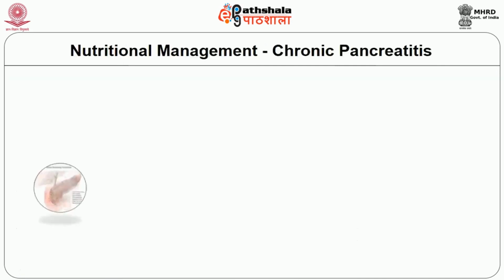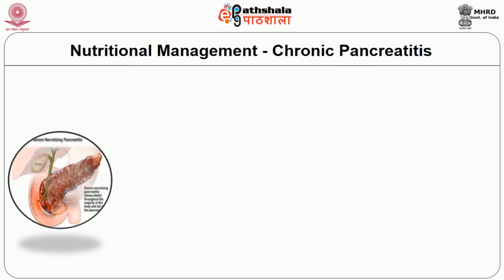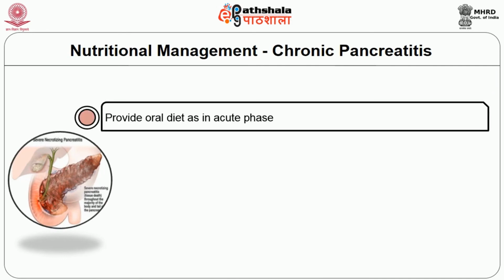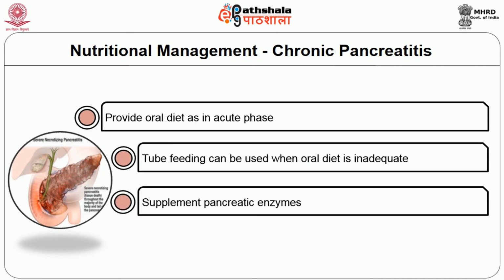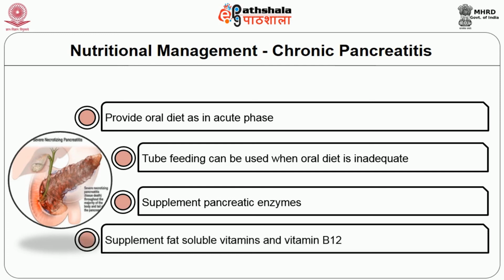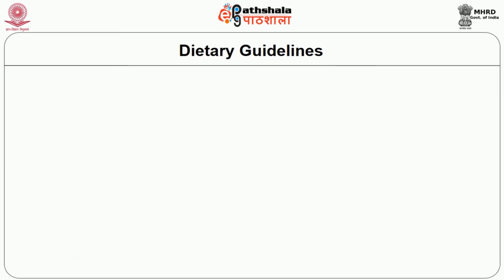Next, let's see chronic pancreatitis. For this, the provision of oral diet is very important in the acute phase. Tube feeding can be used when oral diet is inadequate, and supplement pancreatic enzymes whenever required, along with supplements of fat soluble vitamins and vitamin B12. Next, let's move on to the dietary guidelines.